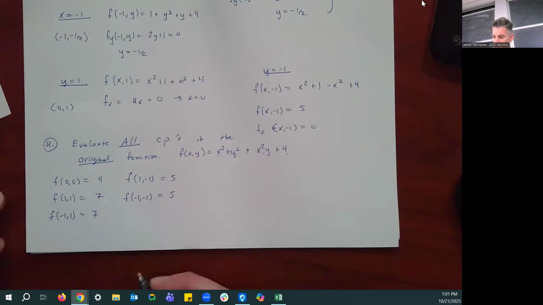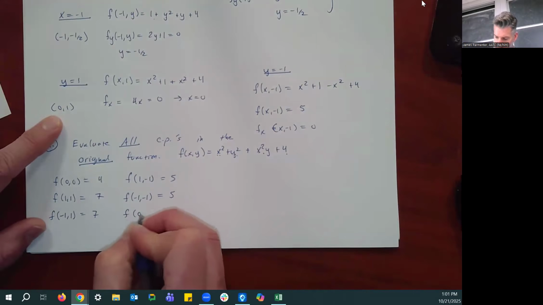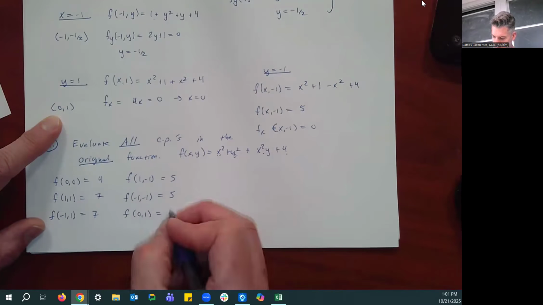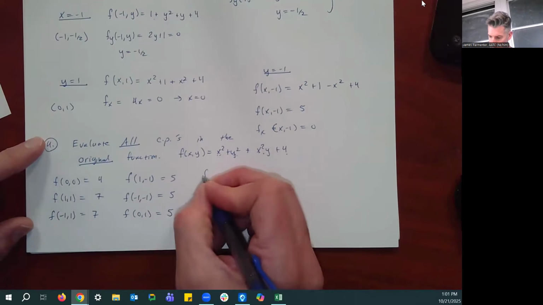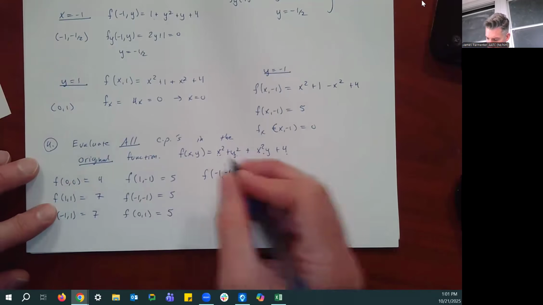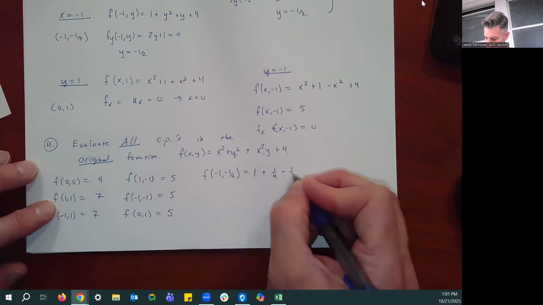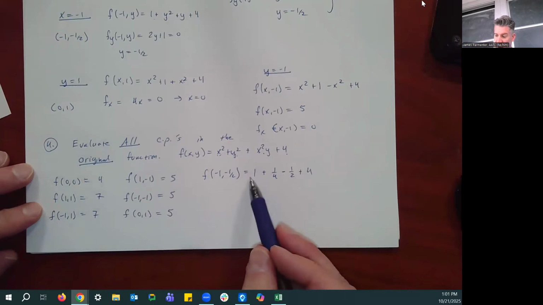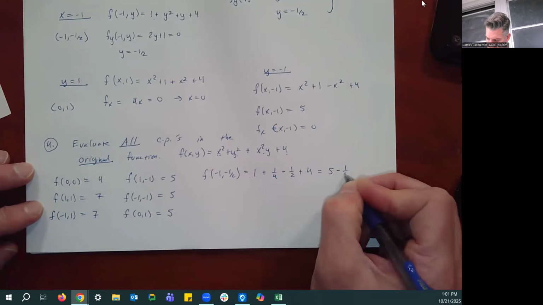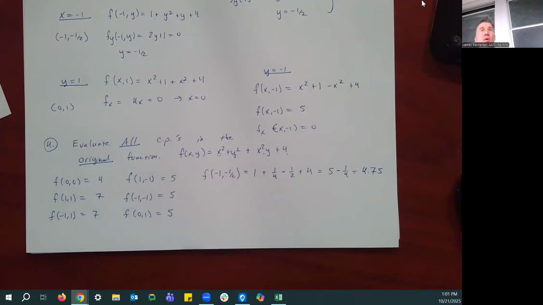And then the ones that are less fun, these ones up here. So we have, let's do this one first. f of 0 comma 1 is going to be 0 plus 1 plus 0 plus 4. That's also 5. And then we have f of 1 comma negative 1 half. Okay, here we might have to write it out. So let's see, we're going to have 1 plus 1 fourth. And then 1 times negative 1 half is minus 1 half plus 4. So let's see, 4 plus 1 is 5. A fourth minus a half is minus a quarter. So we're getting 5 minus a quarter, or 4.75. Or you could write, what, 19 fourths if you wanted to?